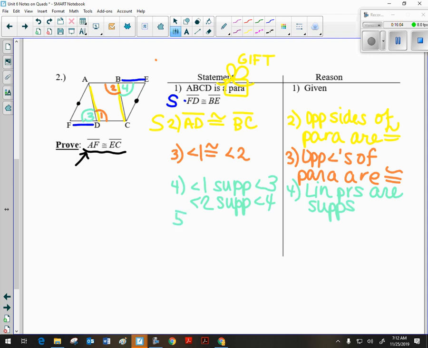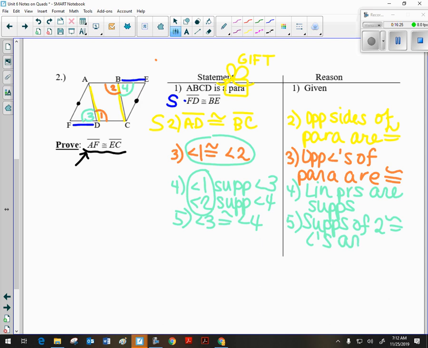Number 5, please remember that here we said that 1 and 2 were congruent. That's the same 1 and 2 that I have here, which means then that angle 3 must be congruent to angle 4, because the supplements of two congruent angles are congruent. And that gives me a set of angles.